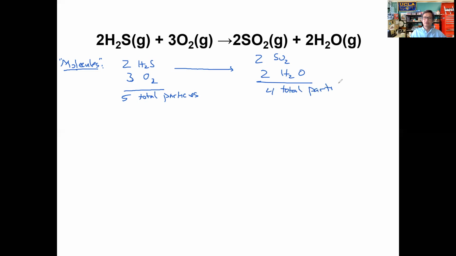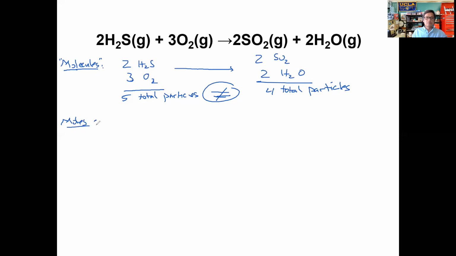And if you notice, the number of particles are not conserved, meaning they are not the same. That means they are not equal on both sides. You start out with 5, you end up with 4, and that's fine because particles do not have to be conserved. Okay?